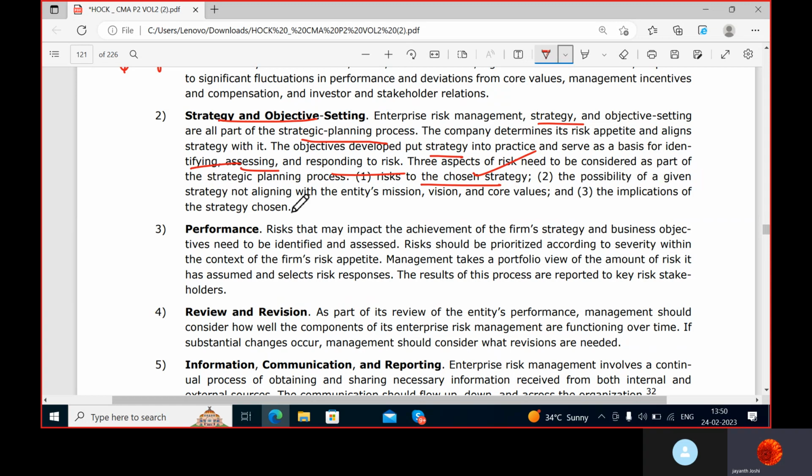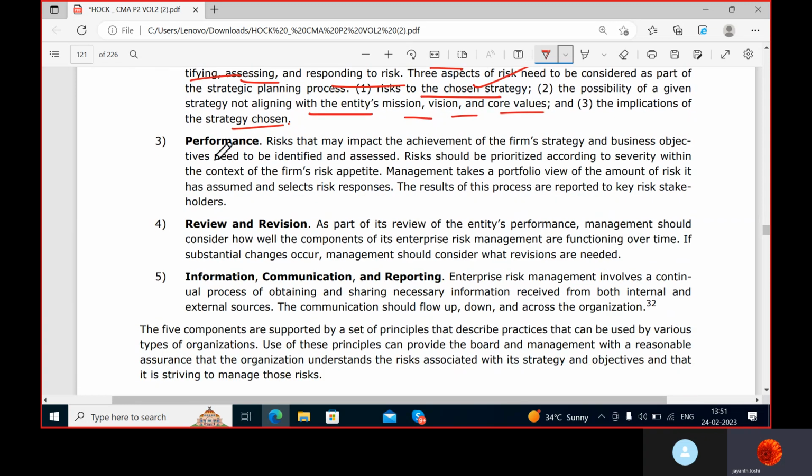The possibility of a given strategy not aligning with the entity's mission, vision and core values. That means I have made a strategy which is not suiting my requirement, like fulfilling my mission, vision and core values, that I have to see, and the implications of the strategy chosen. Then I have to check the performance of my strategy, how it is working out, and how well I'm able to achieve the organization's goals or objectives with the strategies I have made, by considering the risk factors. Okay, then review and revision should be done, and information, communication and reporting.